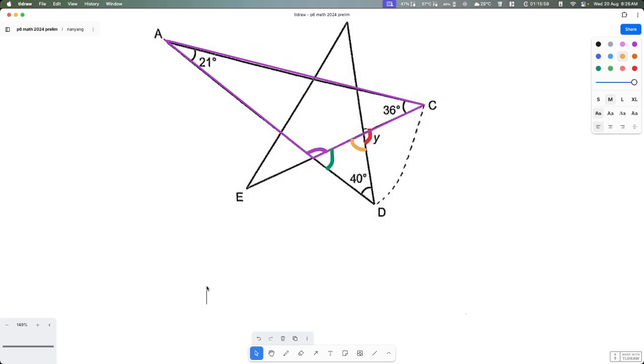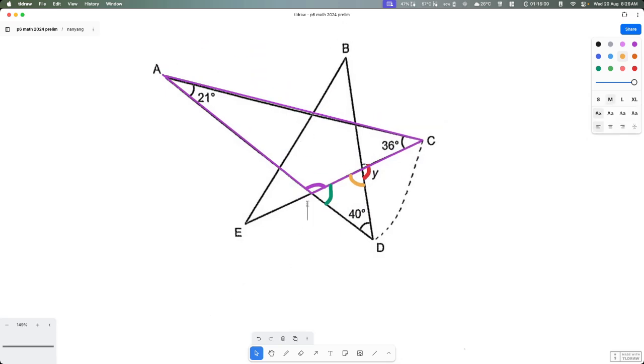So let me just label the points A, B, C, D, E, F, with F in a pink color here. Okay, so angle AFC is equal to 180 minus 21 minus 36, which is 180 minus 57. This will be 123. So we have 123 degrees for this purple angle over here.